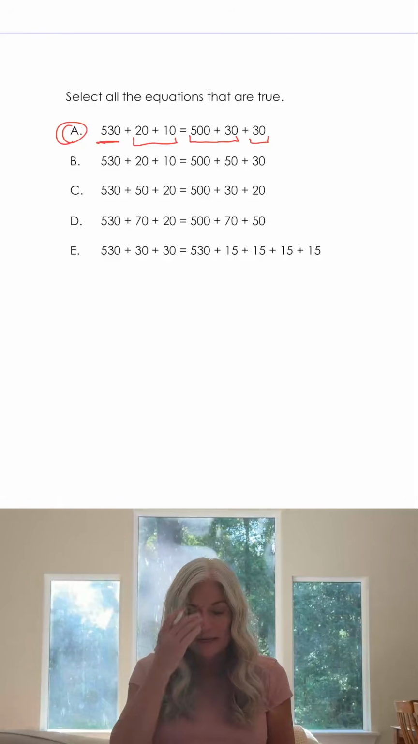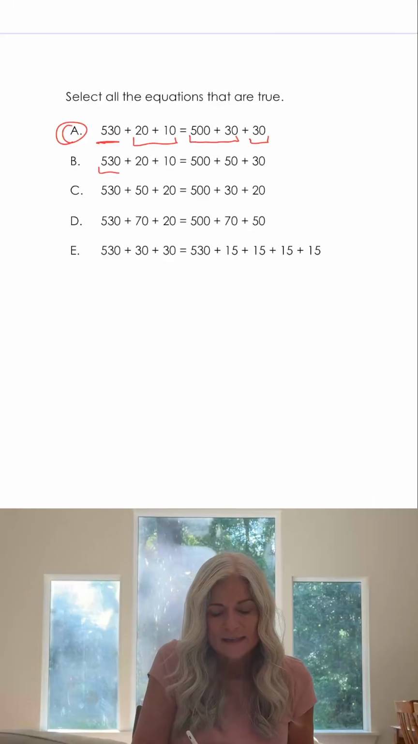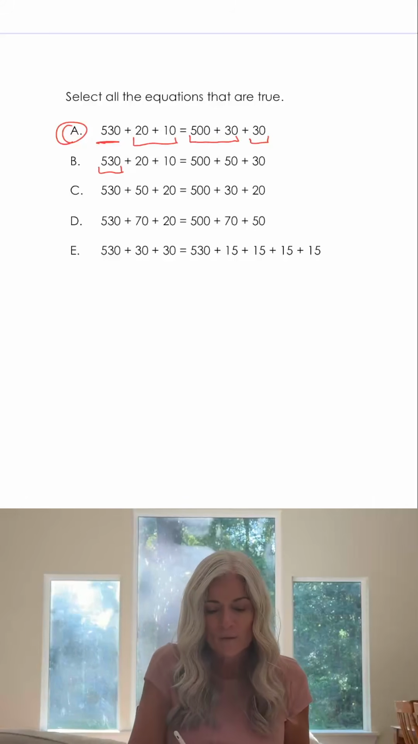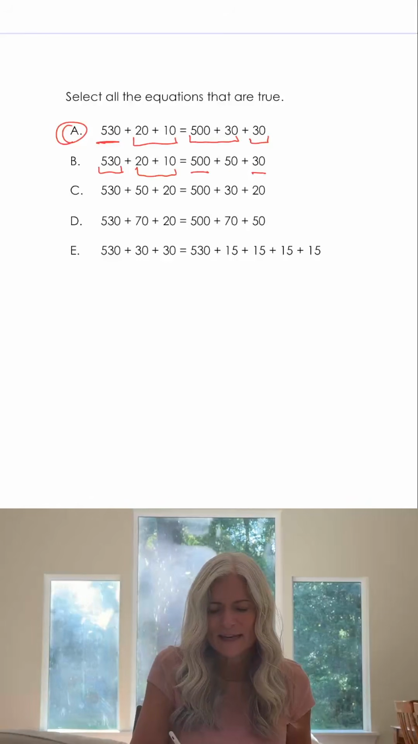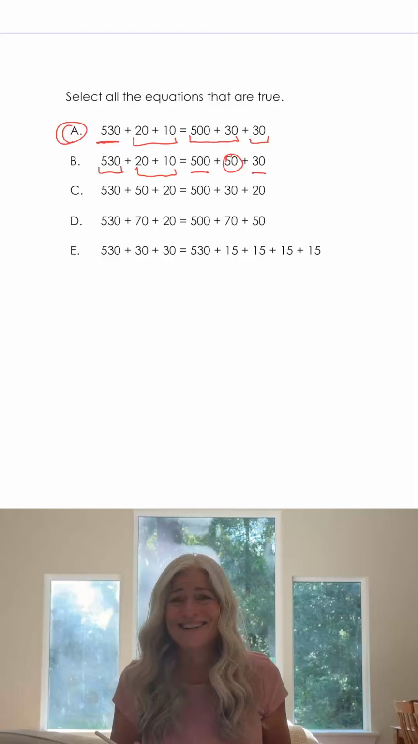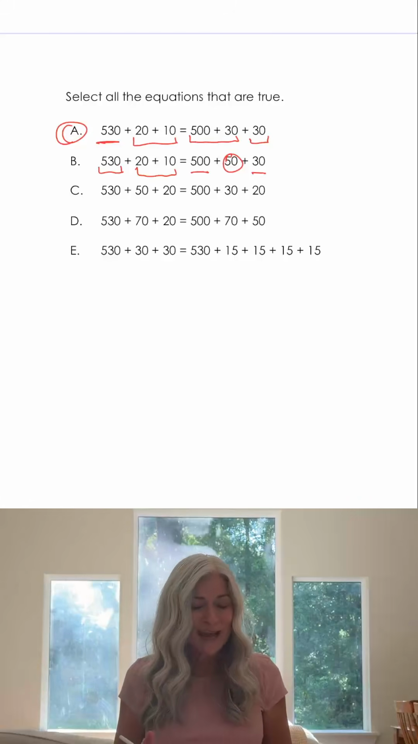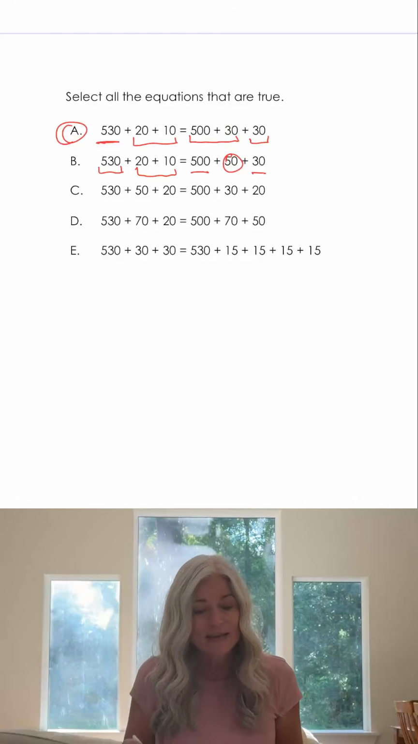Now let's look at B. On the left, I see 530. On the right, well, I see 530. But then on the left, I see 20 plus 10, and I have 50 here. Those are not equal. So that's not true. Let's look at the next one.